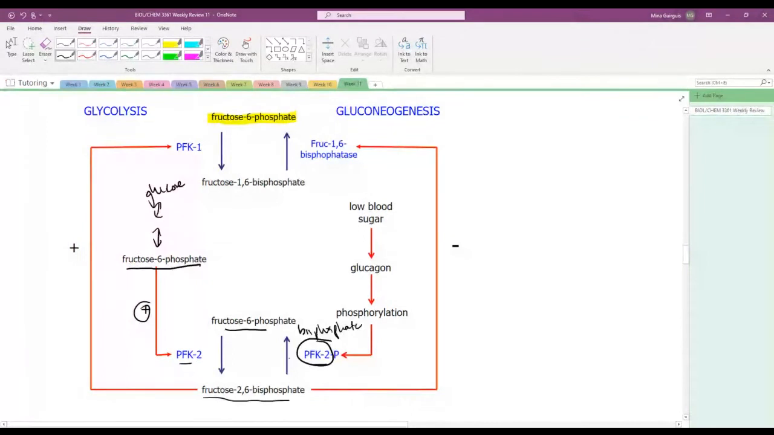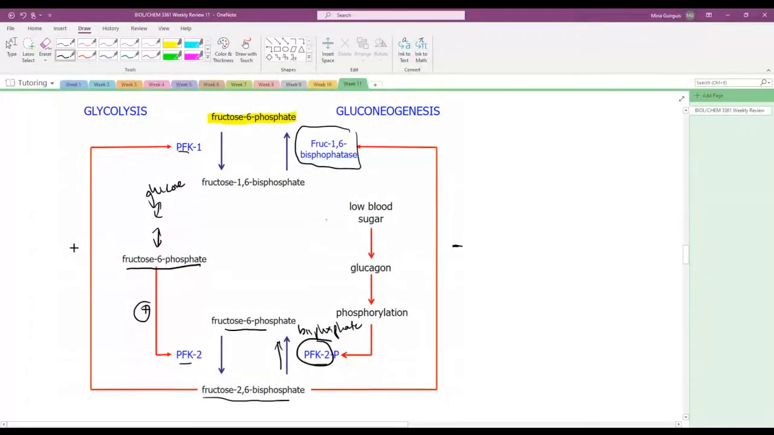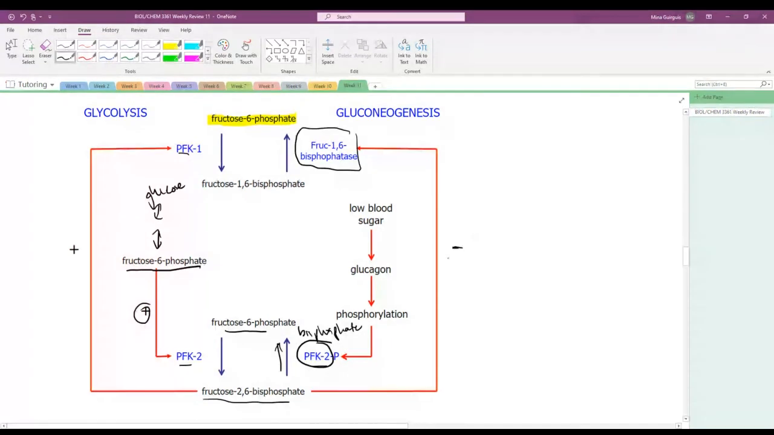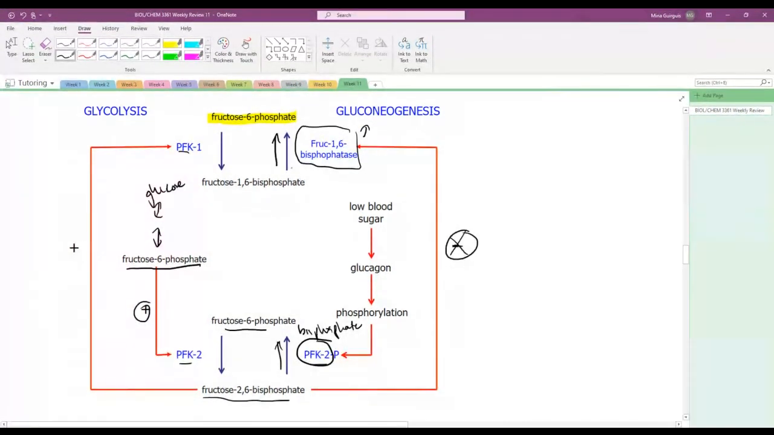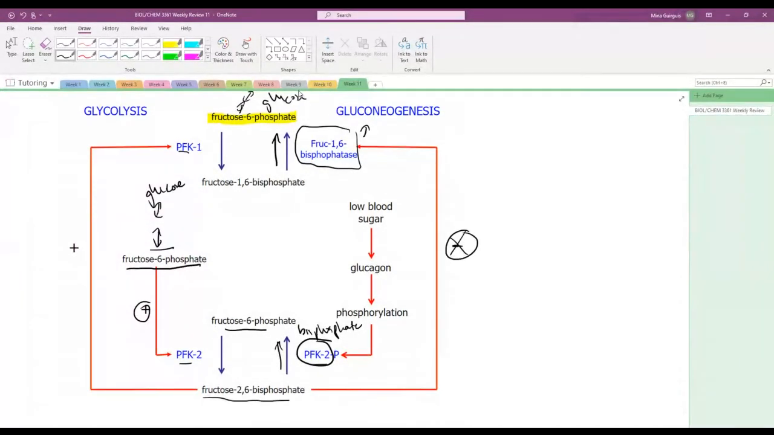And exactly like the arrow next to it shows, that favors more fructose 6-phosphate. Also, because we're not activating PFK1, that means that we're inhibiting PFK1 and thus activating gluconeogenesis. So this is no longer happening, which means this can happen, which means we get more fructose 6-phosphate, and once again, like we did over here, go all the way back, and we see that means that we get more glucose.